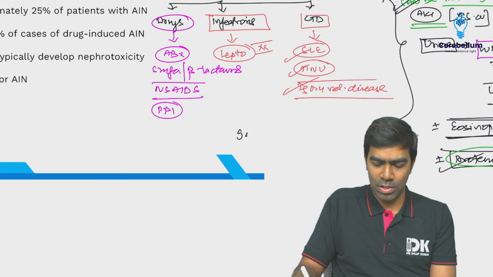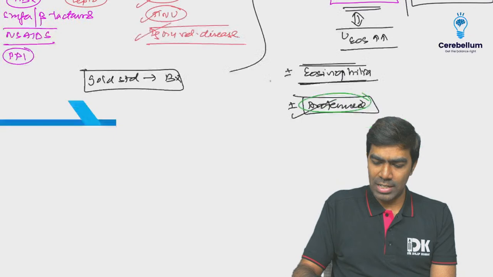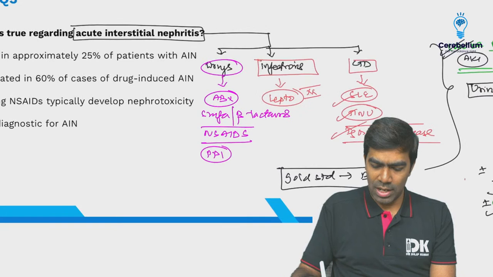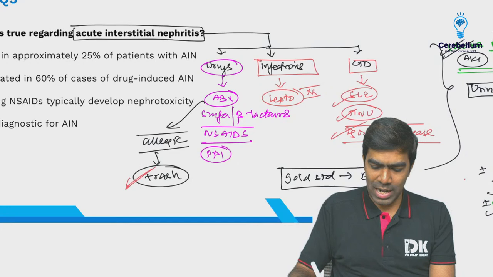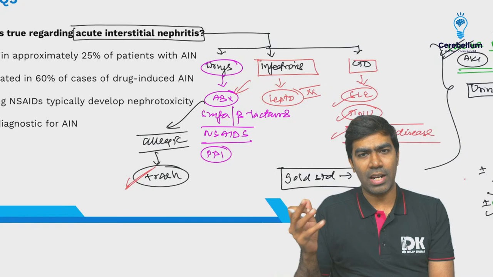Gold standard for diagnosis, biopsy. And generally what occurs is the antibiotic, no? Antibiotic related AIN will be allergic. So additionally, they can have rash also. Because antibiotic related AIN will be allergic usually, the typical allergic reaction, patients can have additionally rash also. Okay, that could be the clue.